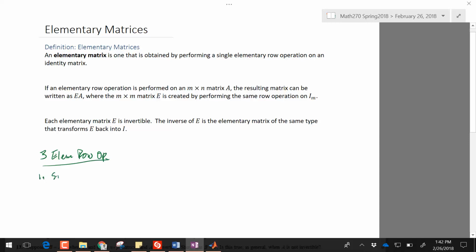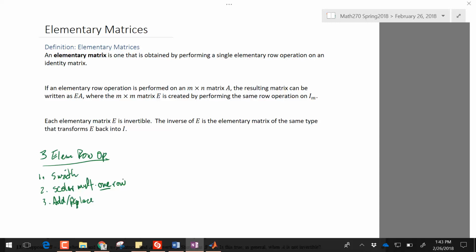So one is a switch. And then scalar multiply a row, just a row, not the whole matrix, right? There's a difference when you scalar multiply a row versus the whole matrix. Here, scalar multiply just one row.